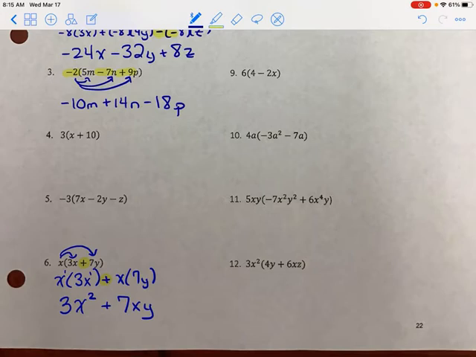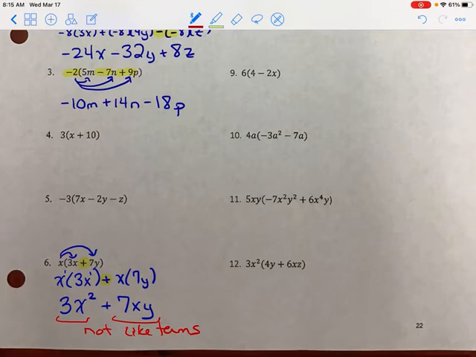Now notice once we get to here, if I look at these two terms, they are not similar, they're not like terms. So this is as far as I can go. I have to stop right here. They're not similar, so I can't add them together.